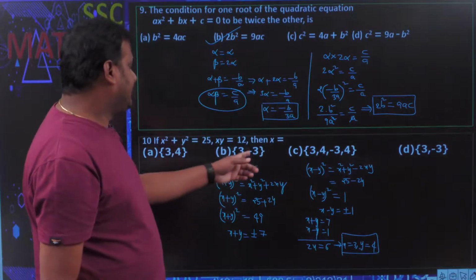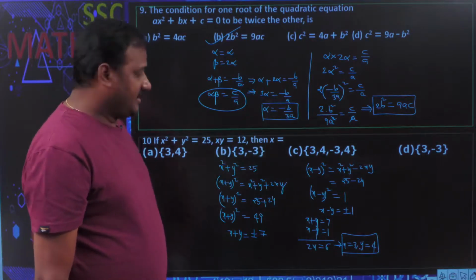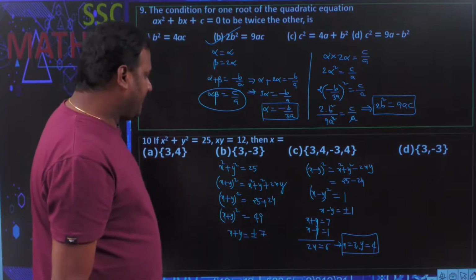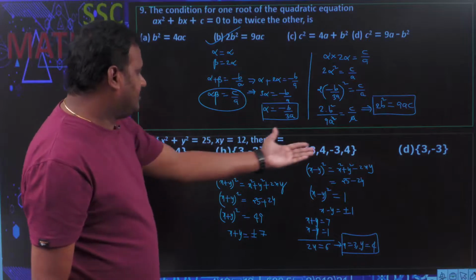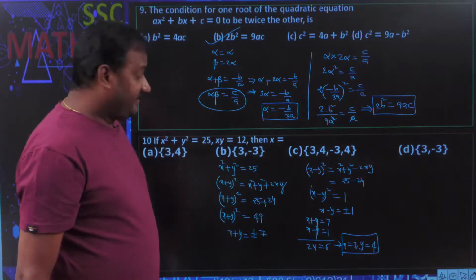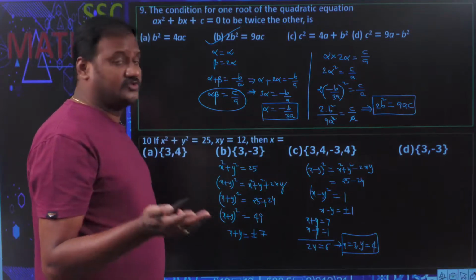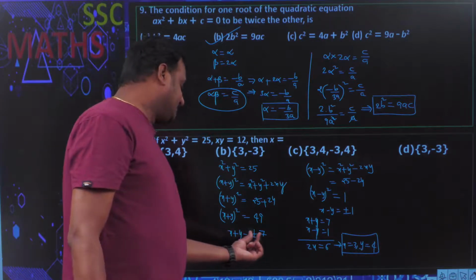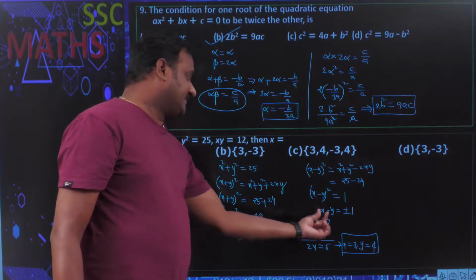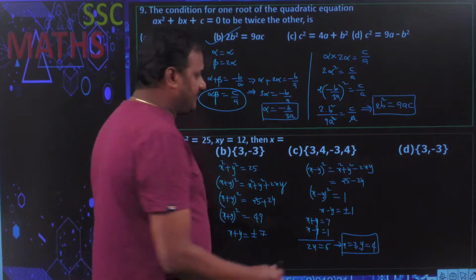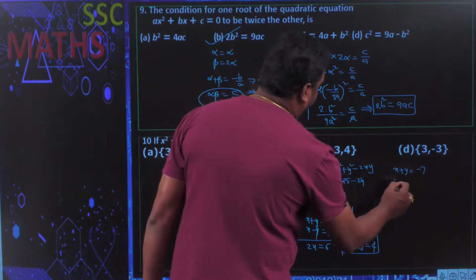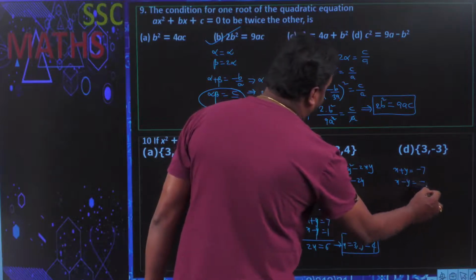But you are asked to find out only the value of x. Right? So by this you get the value of x is equal to 3. And then of course 3 is there almost in all the options. Then you will have to choose, there are 3 more options. What are the 3 more options? x plus y is equal to minus 7, x minus y is equal to minus 1. Okay? x plus y is equal to minus 7 and x minus y is equal to minus 1.